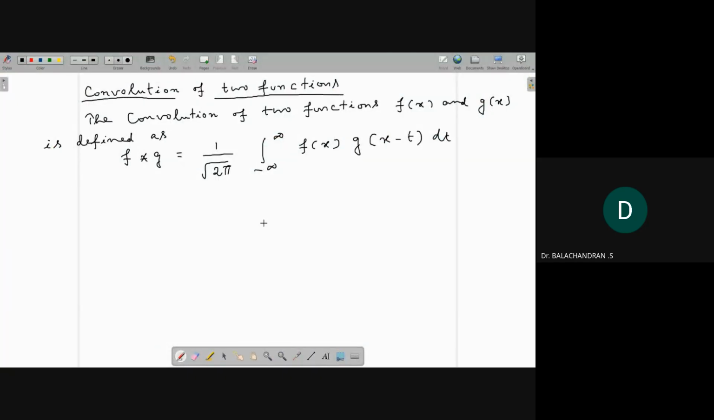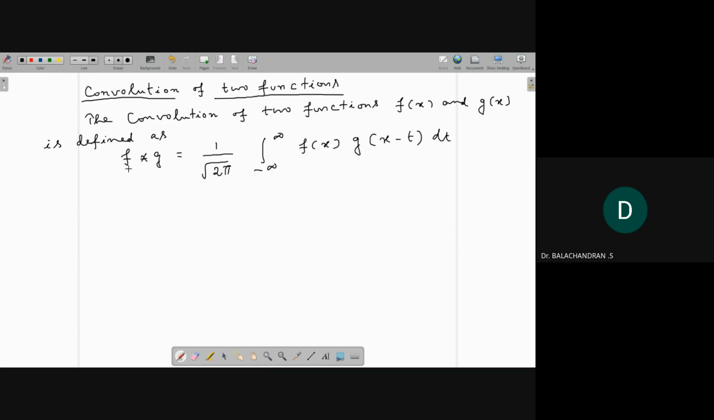Okay. So in this class we will discuss two important topics. One is the convolution theorem. Another one is Parseval's identity. Yesterday we discussed the properties of Fourier transform. Convolution of two functions, the convolution theorem and Parseval's identities are most important to solve the problems. So once we prepare these results, tomorrow onwards we will solve only the problems.